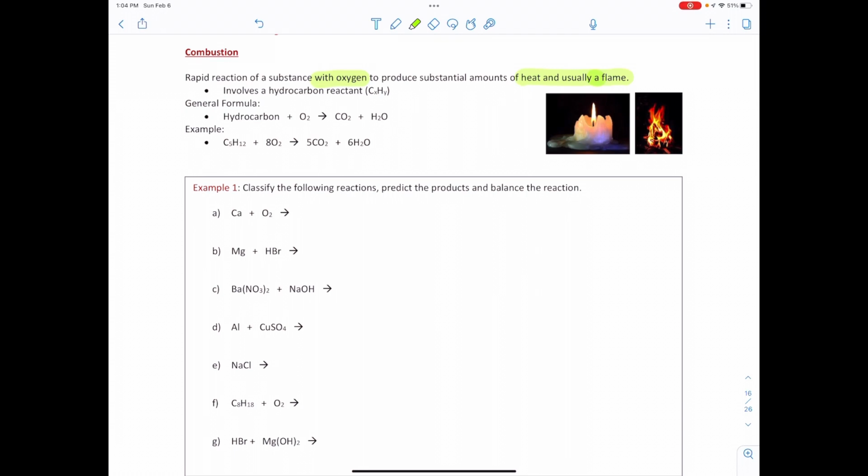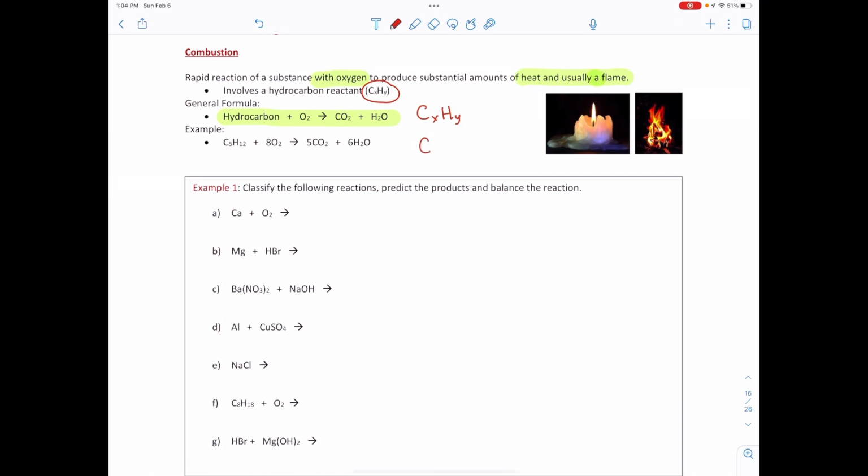And so the general formula for a combustion reaction, we need to have a hydrocarbon, and it needs to react with oxygen, just like a fire. If there's no oxygen, then nothing can burn. A hydrocarbon is usually anything that has carbon and hydrogens in some amount. So here I have CxHy. X can be a number, Y can be a different number.